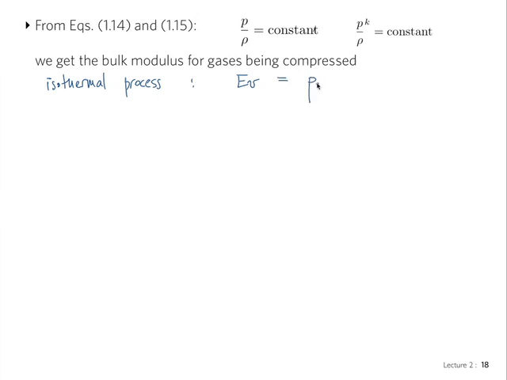And in this case, for the isothermal case, we want to obtain the derivative by looking at the derivative dp d rho. Then we can write our bulk modulus for the two processes, isothermal and isentropic. The bulk modulus, in this case, is Kp.